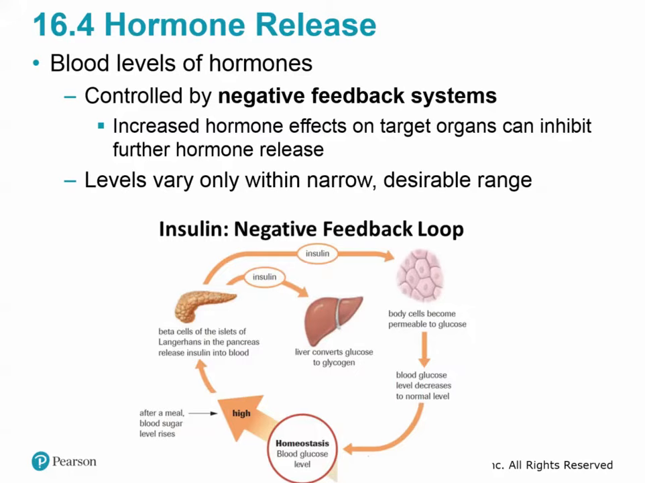These negative feedback loops work with pretty much every hormone we're going to talk about, with the exception of a couple that I'll mention. But essentially, right, once the hormone has done its job, we've restored homeostasis. We no longer need that hormone to be produced, so we go back to the source of the hormone and turn it off.